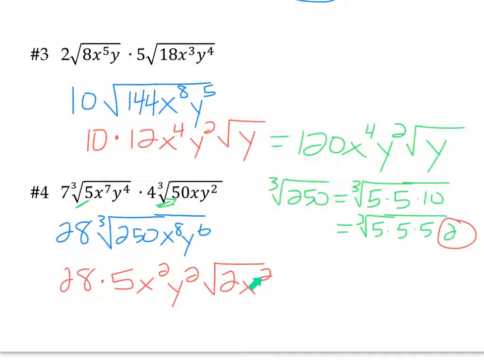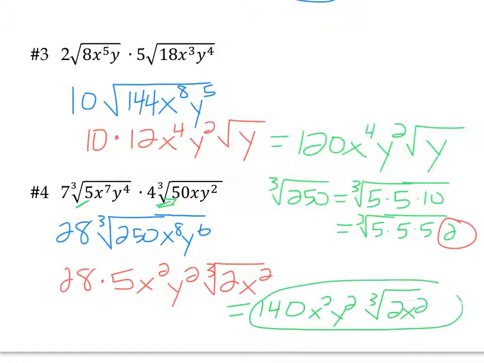left over. Okay? And this 2 was left over inside the cube root, right, when I did the 5 times 5 times 5. And we got to remember here, I guess, not to forget to bring down that cube root part. And now I can do 28 times 5. So my final answer here is going to be 140 x squared y squared cube root of 2x squared. That'd be our final answer.